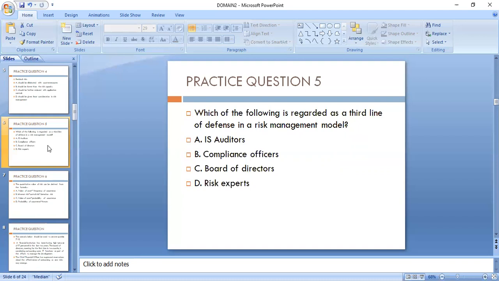The correct answer here. The IS auditors are the third line of defense in the risk management model.